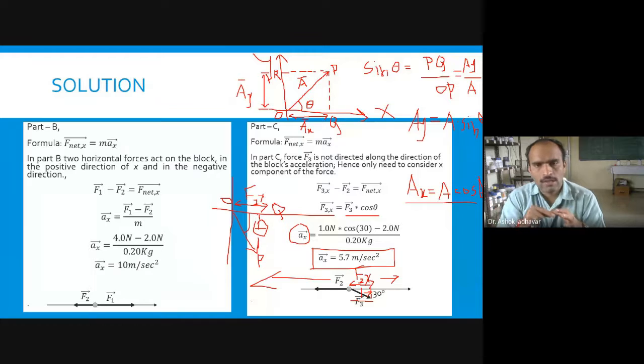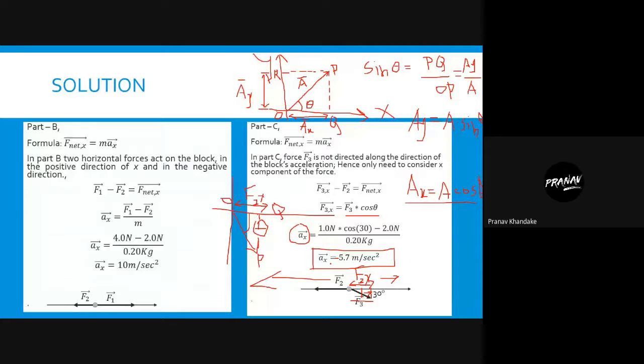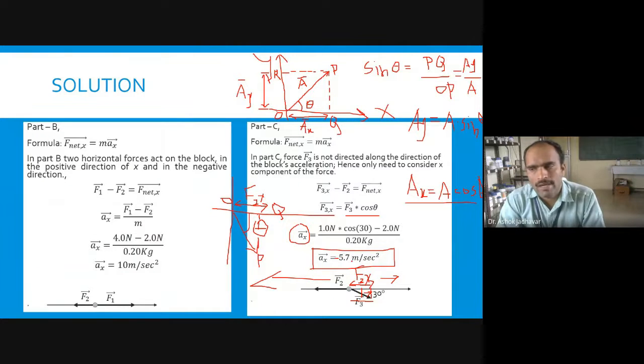So I can write it using significant figures as minus 5.7. The minus term is something that I had missed here. Correct? Yes, sir. So if I add this minus sign here, then what does it suggest to us? Acceleration is minus 5.7 meter per second square.